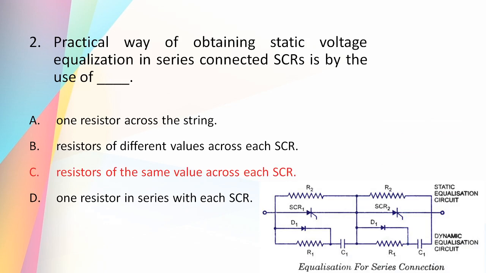By connecting resistors of the same value across each SCR, we can eliminate the unequal distribution of the voltage across the SCRs. Hence, we can obtain the static voltage equalization in series connected SCRs by connecting the same values of resistors across each of the SCRs.